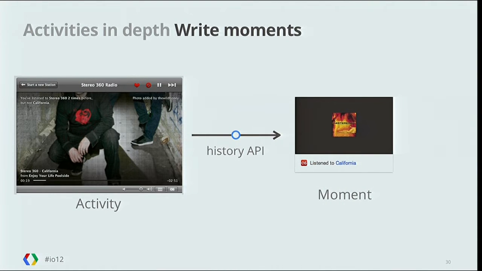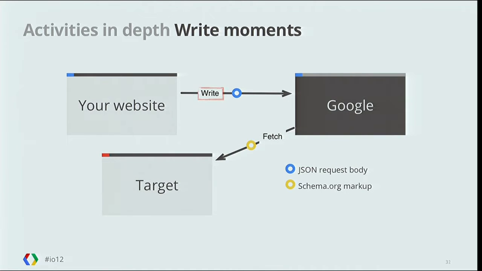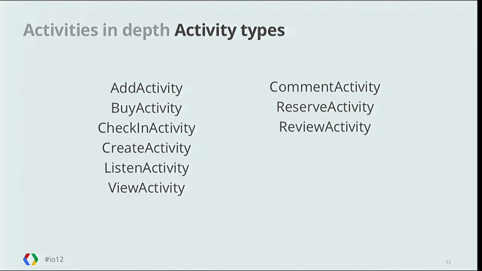This is the process, right? From start to finish, there's an activity on Last.fm, listening to this radio station, in particular, the song, with the result all the way on the other side of having a moment in Google Plus history. The first step, as I mentioned, is writing that activity.